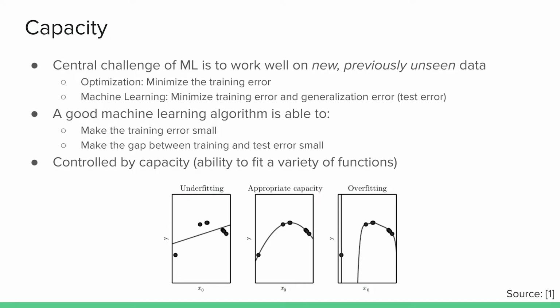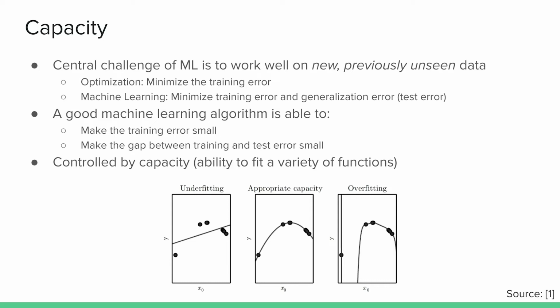A good machine learning algorithm is able to do exactly these two things. One, make the training error small. Two, make the gap between the training error and the test error, or generalization error, as small as possible. And how can you control this? It's the capacity. This is the central parameter that allows us to determine how good our network can eventually become at fitting the underlying function that we're trying to learn here. So it's the ability to fit a variety of functions.